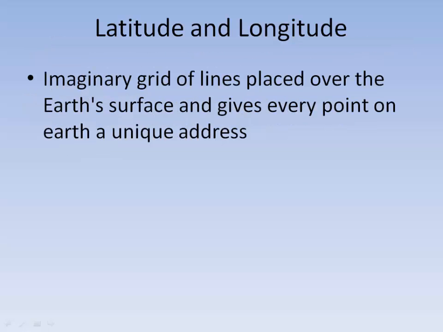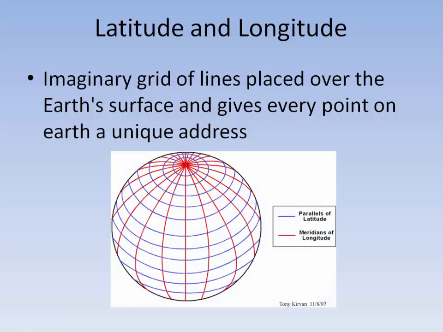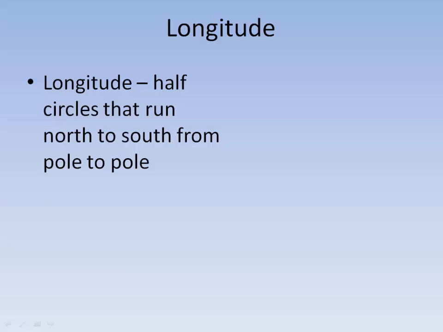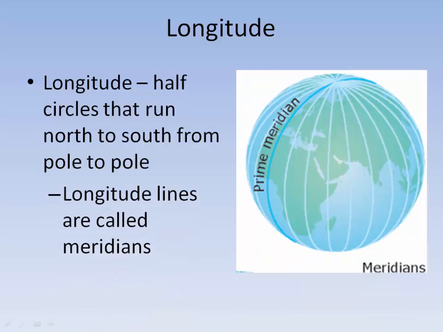Latitude and longitude are imaginary lines on the surface of the Earth, and they produce a grid which gives every point on Earth a unique address. Here's a blank globe with lines of latitude and longitude on it. Let's take longitude lines first. Longitude lines are half circles that run from pole to pole. They're also called meridians. So here we see a globe with lines of longitude on it. They run from pole to pole.